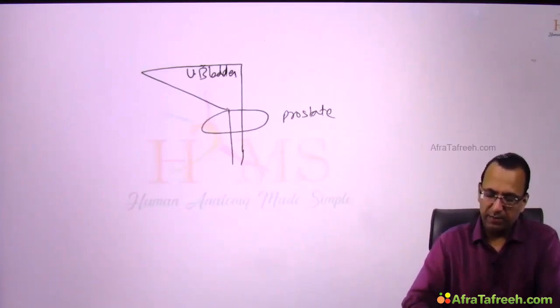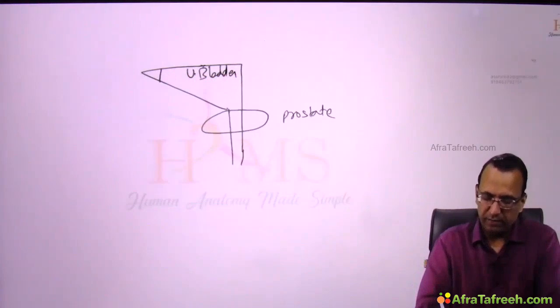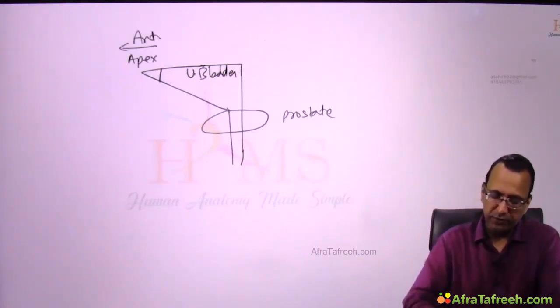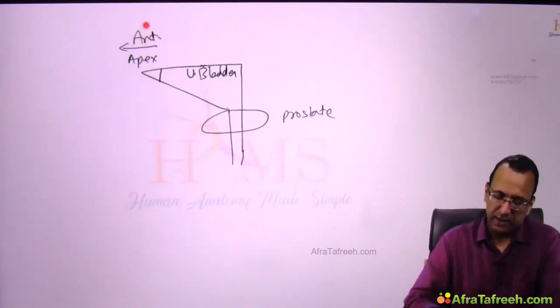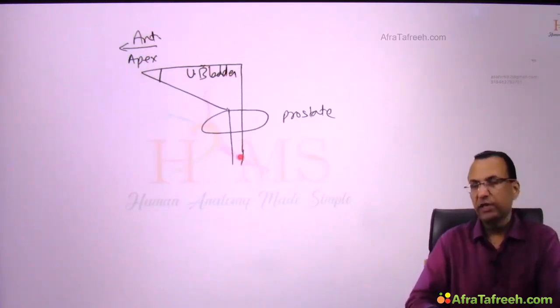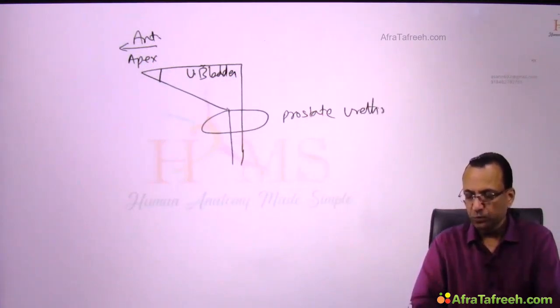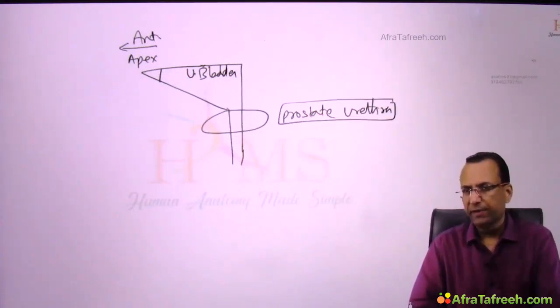This is the urinary bladder, and this is the apex of the urinary bladder looking anterior, and it is sending urine into the urethra. The urethra is passing through the prostate, so it will be called the prostatic urethra. What is beyond the prostatic urethra?